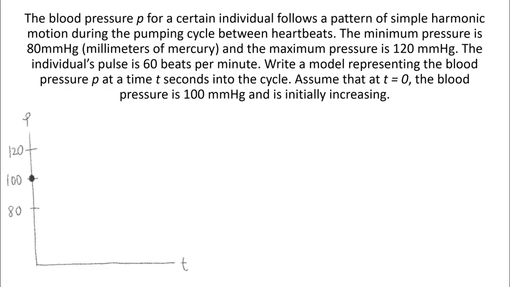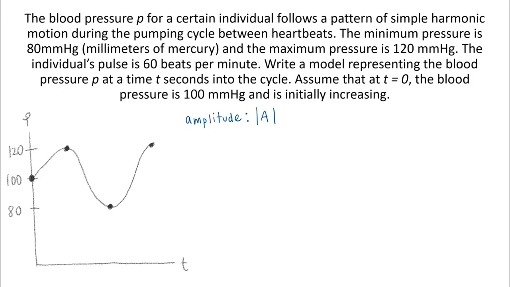All right, so here's what we know. We know the maximum blood pressure in this situation will be 120 millimeters of mercury, and we know the minimum will be 80 millimeters of mercury. But we know that when t is equal to 0, the blood pressure is 100 millimeters of mercury and is initially increasing. So we have to assume that this graph is going to start here and initially be increasing. And when it increases, it's going to increase to the maximum of 120. Then as it follows through, it will decrease to the minimum of 80, and then go back up and increase to the maximum of 120, and so on. So we have to assume that the graph of this particular situation will look something like this.